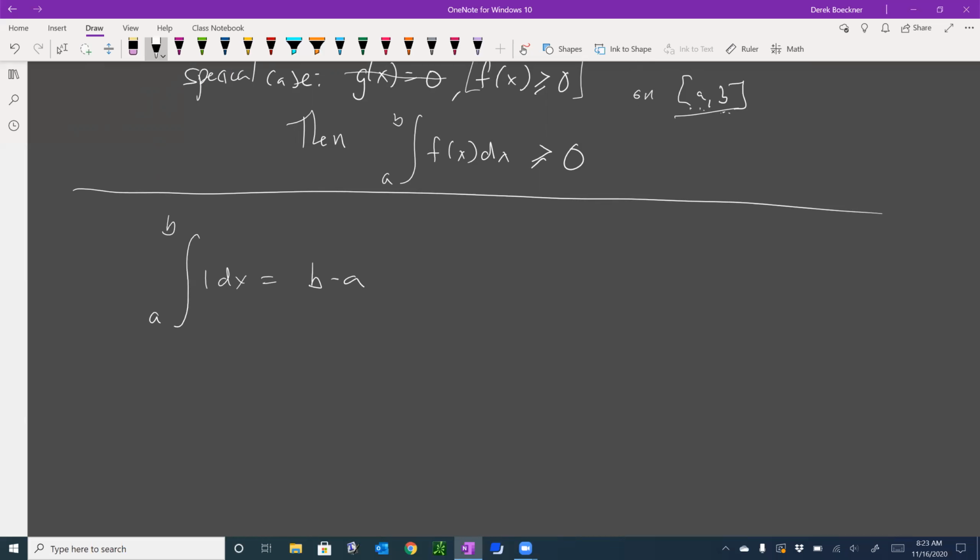So your function always takes a height of 1. So you're adding up a bunch of rectangles of height 1 over the interval from a to b. So all you have is a rectangle, right? The rectangle's height is 1, the width is b minus a, so you get the area as b minus a.